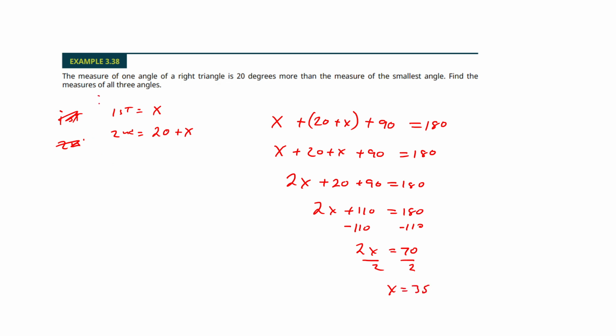Now back to my dictionary. They want all three angles. So if that's 35, this one is 20 plus 35, which is 55. And so obviously the third one. So my three angles are 35, 55, and it was a right triangle, so my third one is 90.